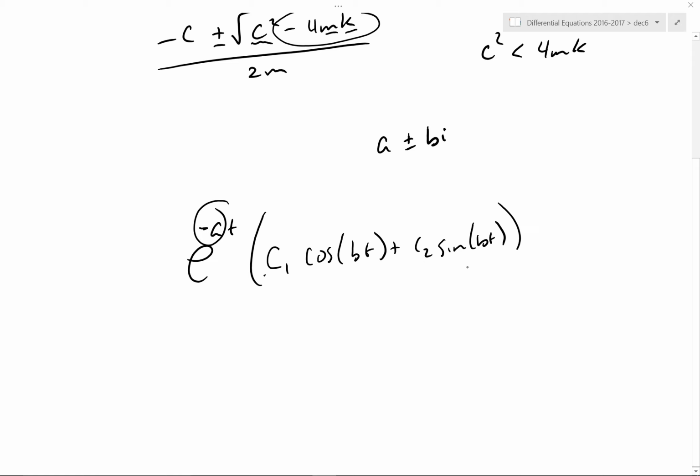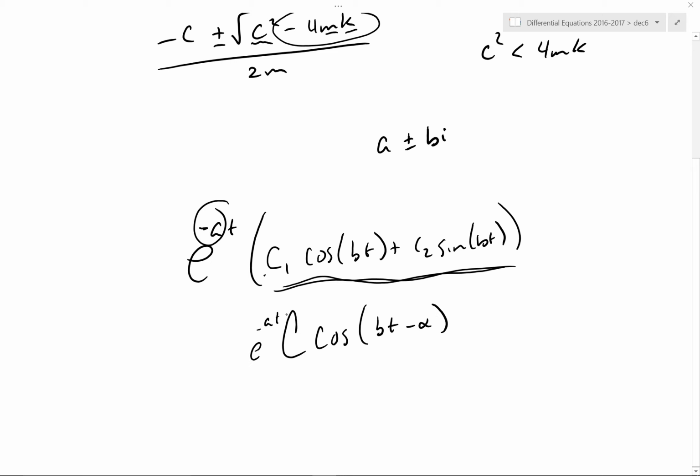And then I look at this inside piece and I say, well, wait a minute. This business in here could, of course, be written as some big C cosine of bt minus alpha, of course, yes? With this e to the negative at with it, of course. This is the thing that we're most interested in, okay? This is where it gets interesting, okay? So, as a general rule, that's where it gets interesting, okay?